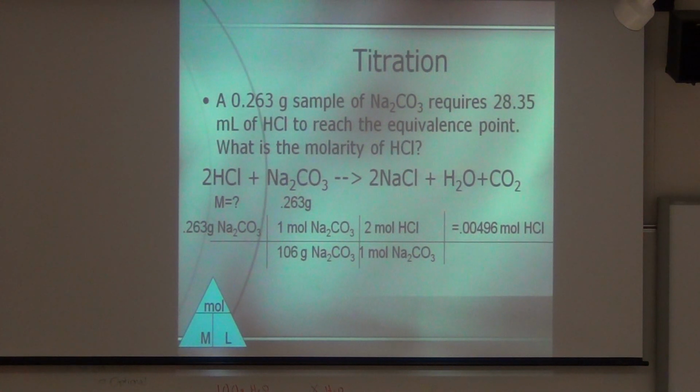So we got 0.00496 moles of hydrochloric acid. We're going to divide that by our volume of hydrochloric acid, which is 0.02835. Convert your milliliters into liters, and it's game over. Sound good?